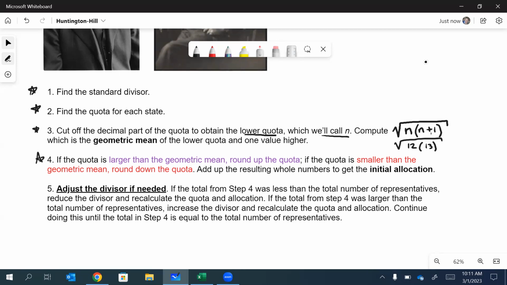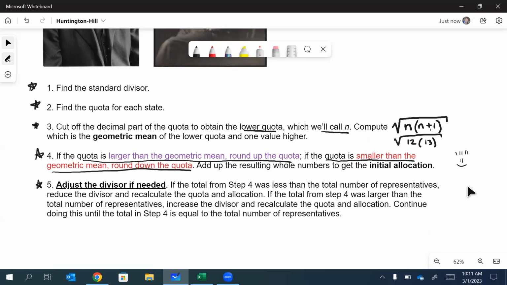Step 4, what we're going to do is compare the geometric mean from step 3 with the quota in step 2. If the quota is larger, we're going to round up the quota to include one more seat. If the quota is smaller than the geometric mean, we're going to round down to not include an extra seat. What might happen, in our first example, you'll see this, is we might be done at this point. We might have exactly allocated the correct number of seats. But if not, and you'll see this in our second example, there is a possible step 5 where, like previous methods we've looked at, you might need to adjust the divisor. We'll look at that in our second example. For now, let's take a look at our first example.